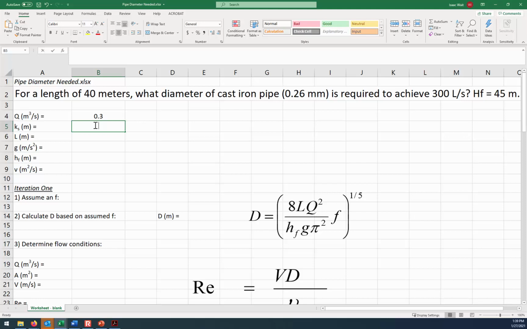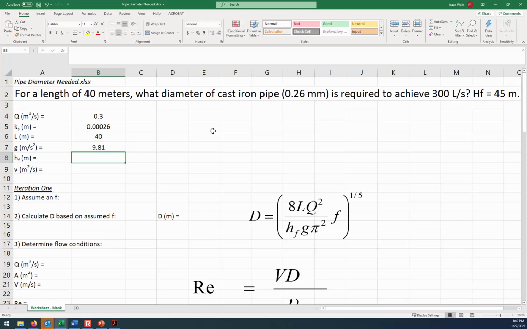So it's 0.26 millimeters divided by 1,000. Okay, so now that's the case of S in terms of meters. The pipe length is 40 meters in the problem statement.